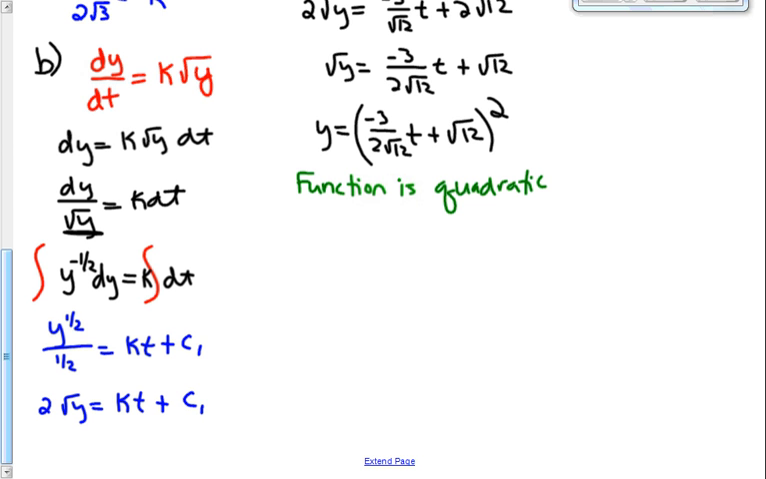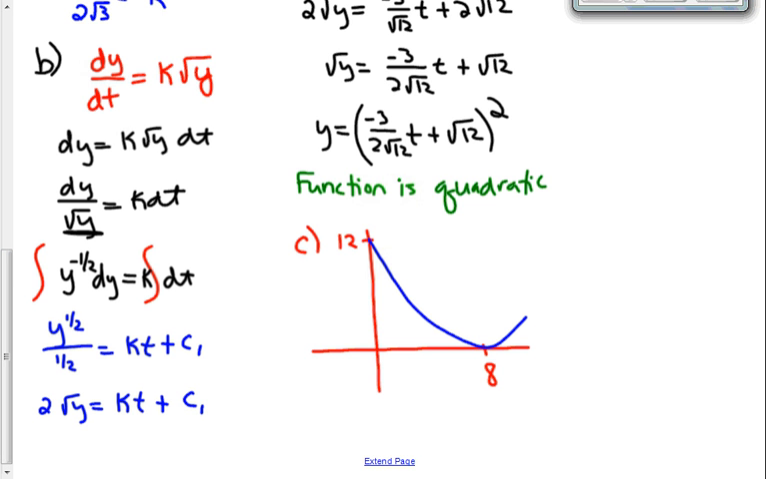So for part C, we're going to sketch that graph. And it is a parabola. And I believe that it touches the x-axis at 8. And I believe it touches the y-axis at 12. So my function is parabolic in shape, something to that effect. Sorry about that. So this is our basic sketch.